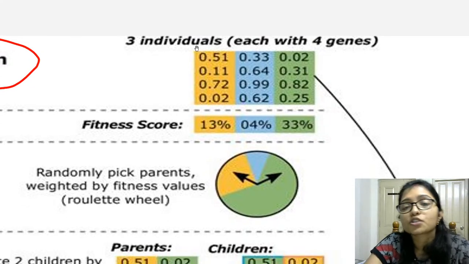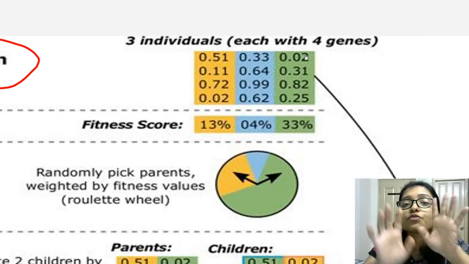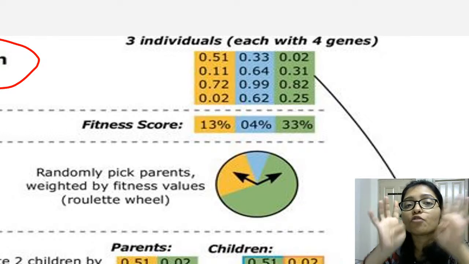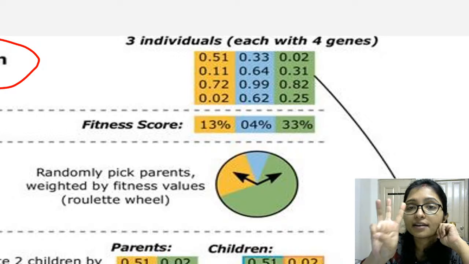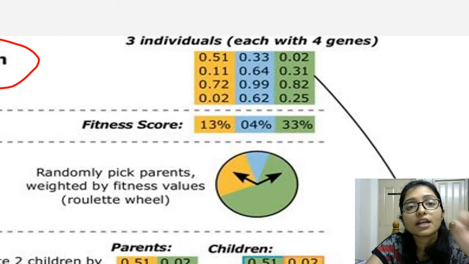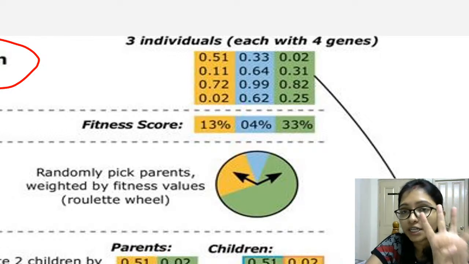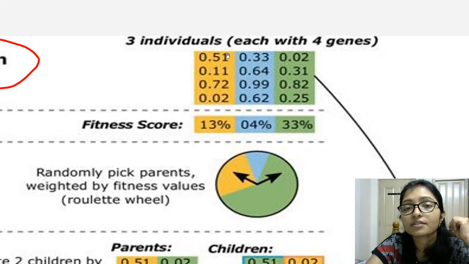These are the fitness scores. There are 3 individuals, each with 4 genes. The yellow, blue and green are the 3 individuals, A1, A2 and A3. From these 3 individuals there are 4 types of genes, and the gene values are 0.51, 0.11, 0.70, 0.12.